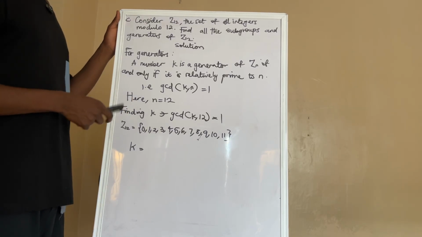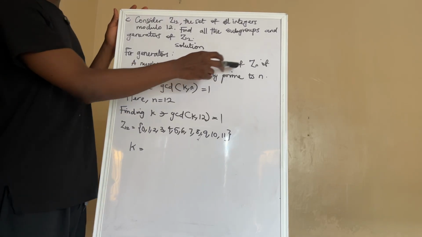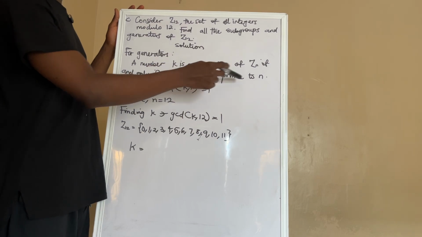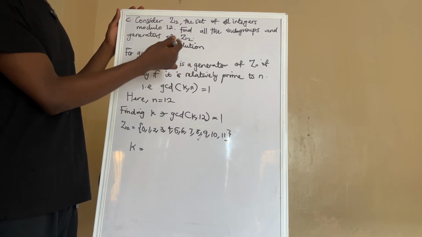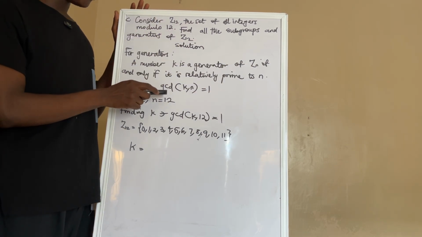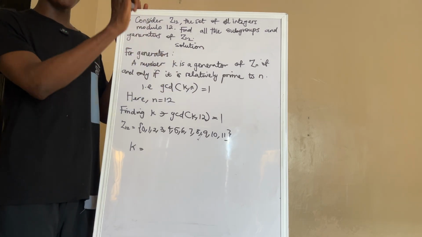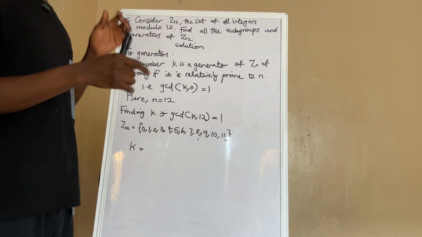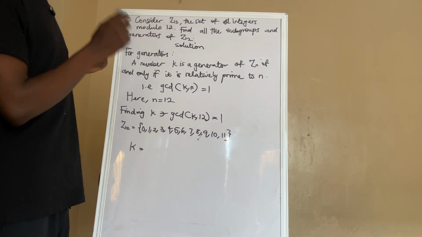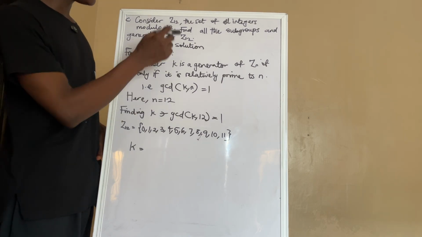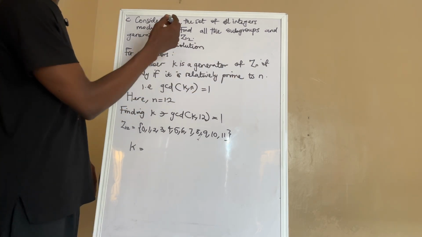So for generators, a number k is a generator of Zn if and only if it is relatively prime to n. And what does that mean? What does all of this English mean? It means that the greatest common divisor between k and n has to just be 1. That means they don't have any other common divisor. And here, like I said, our n is 12 because we have Z12.